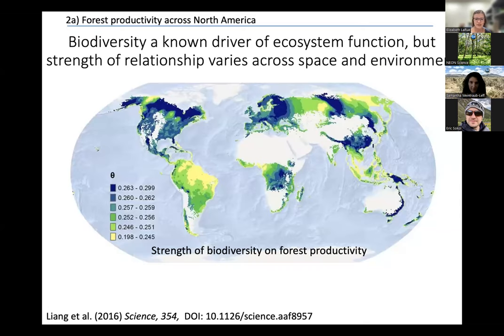So in ecology, it's a known pattern that biodiversity, typically measured as the number of species in an area, is correlated with ecosystem functions. However, as illustrated by the example study shown here, the strength of those relationships can often vary across space or with environmental conditions. So in the example on the slide, the map's different color shading indicates there's a positive relationship between the number of tree species in an area and the forest productivity. However, the strength of that relationship varies quite substantially across the globe, depending on which region you're in.